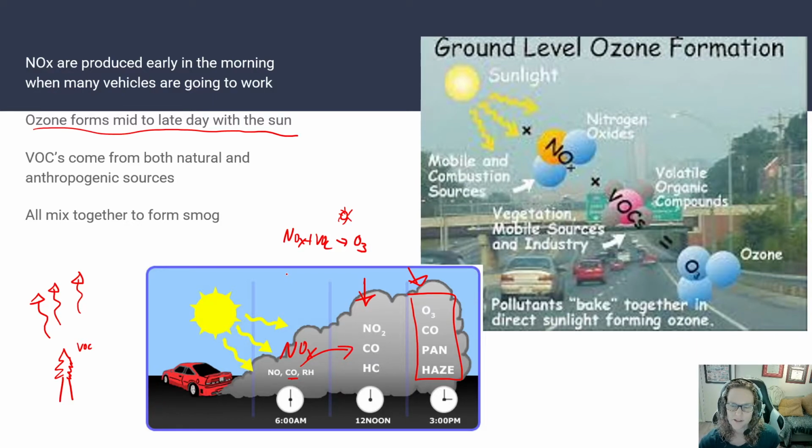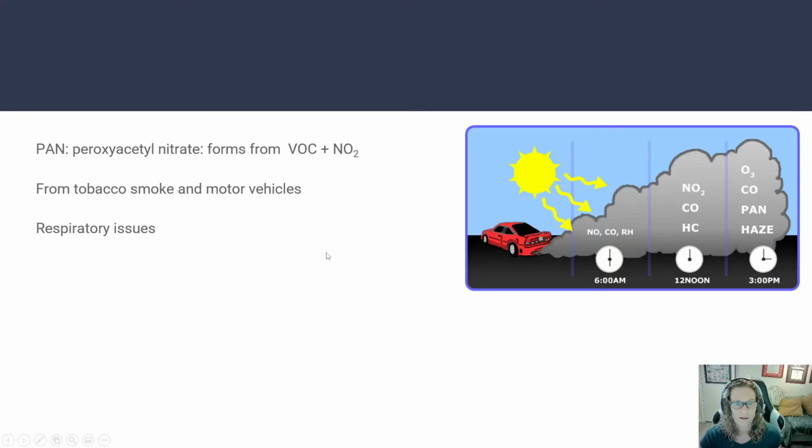Put it all together, what do you get? Smog. So I like this graphic over here because it's kind of visuals. So they get the sun. In the morning we get these NOxes. We get the VOCs mixed with it. In the afternoon, the sun bakes it all together and makes some nice ozone, which is the bad kind of ozone because it's down here, not up in the stratosphere.